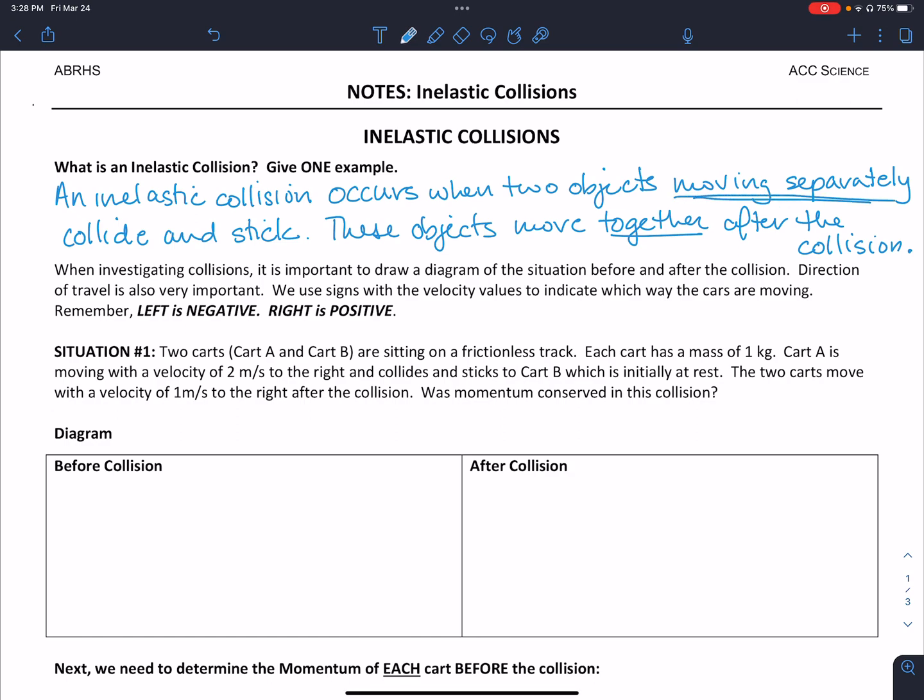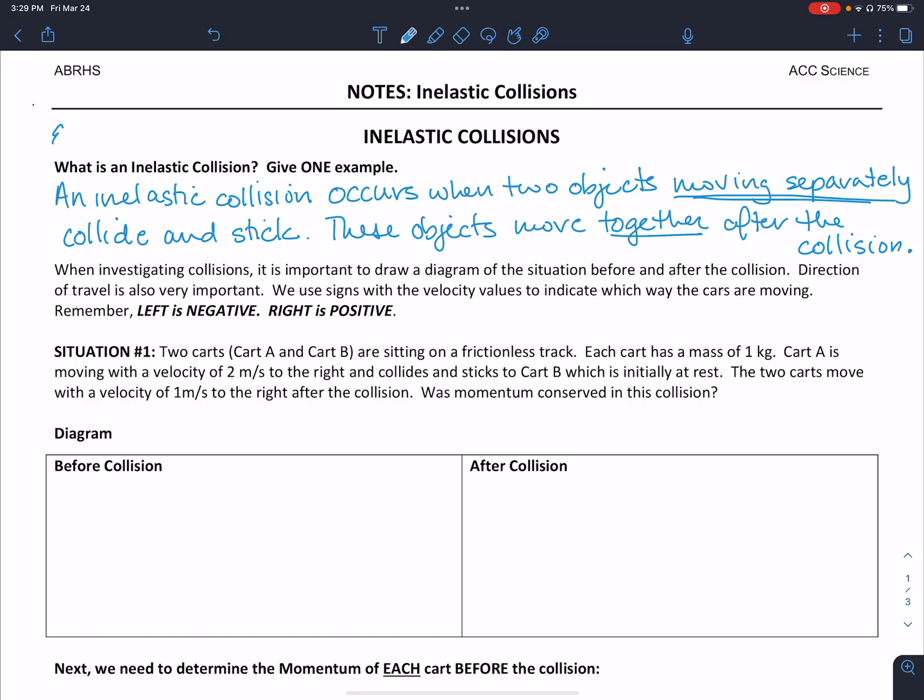Now, one object doesn't have to be moving. One object can be moving towards another. Both objects could be moving towards each other, or one object is chasing another. Those are kind of the options for the before. The key is that once the collision happens, the two objects are stuck together. They get tangled up somehow, and they move together as a single unit after the collision.